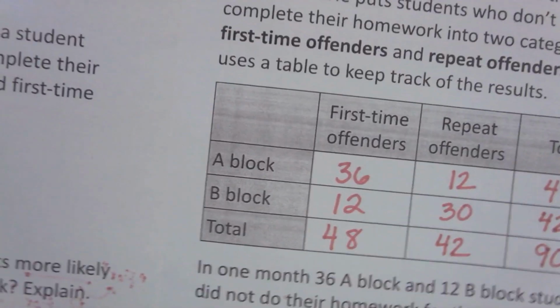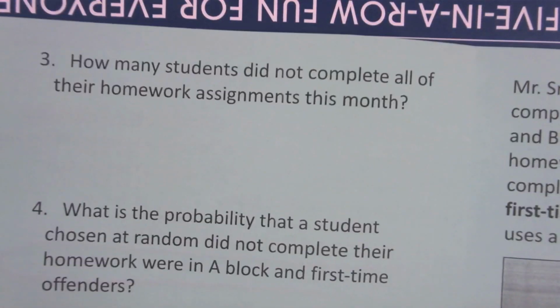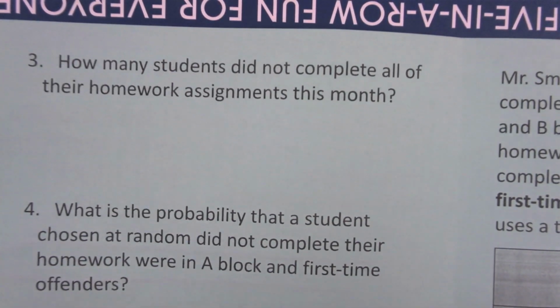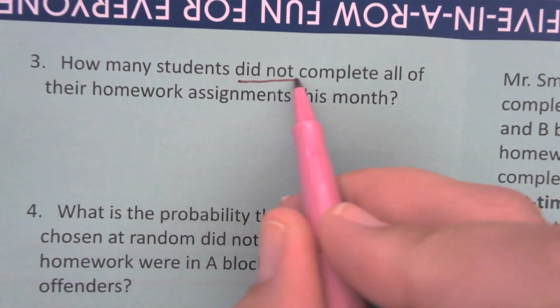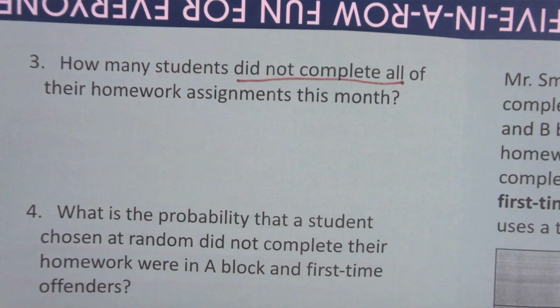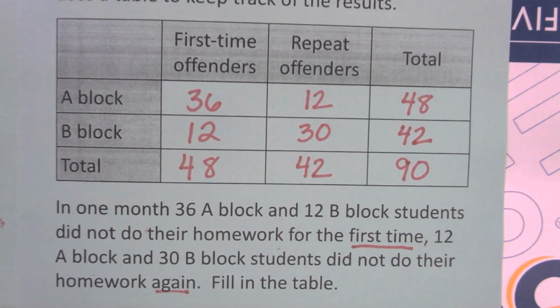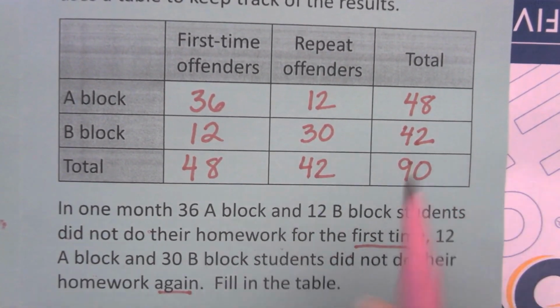Now, on the left side here, you've got some questions. It says, how many students did not complete all of their homework assignments this month? So if a student did not complete all their homework assignments, they were either a first-time offender or a repeat offender. So that means they would be represented in this table. So how many people is there altogether represented in this table? 90 students.